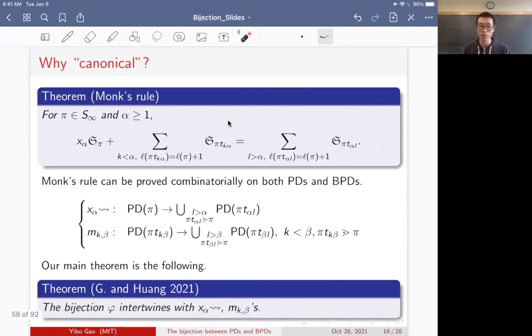Okay, so our main theorem is the following. The bijection phi that we define intertwines with these maps. These maps can also be defined on bumpless pipe dreams and on pipe dreams. The main theorem is that our bijection preserves these maps that people have already defined. So that's why we call it canonical.